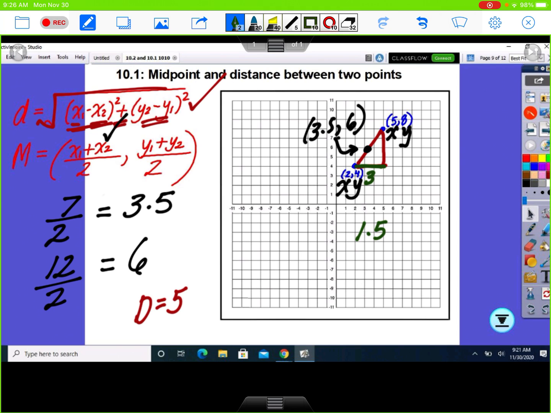So start at 2, because isn't that the first point? Add 1.5 to it. What do you get? Because we got to be halfway further. Does everybody see what I'm saying? So starting at 2, add 1.5. What do we get? 3.5.